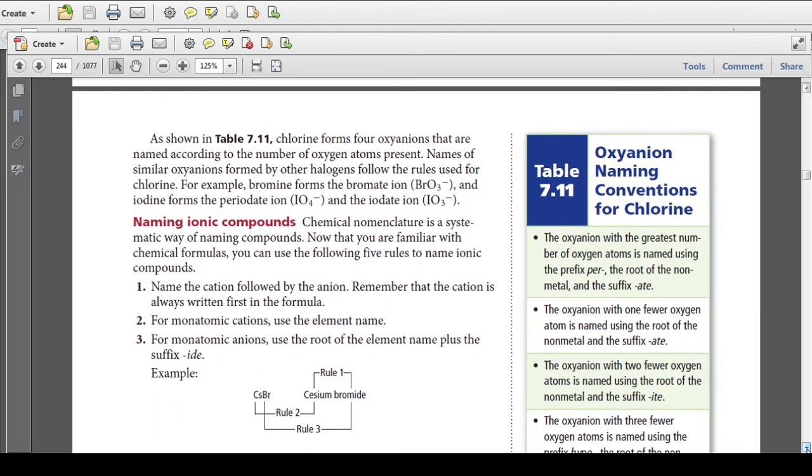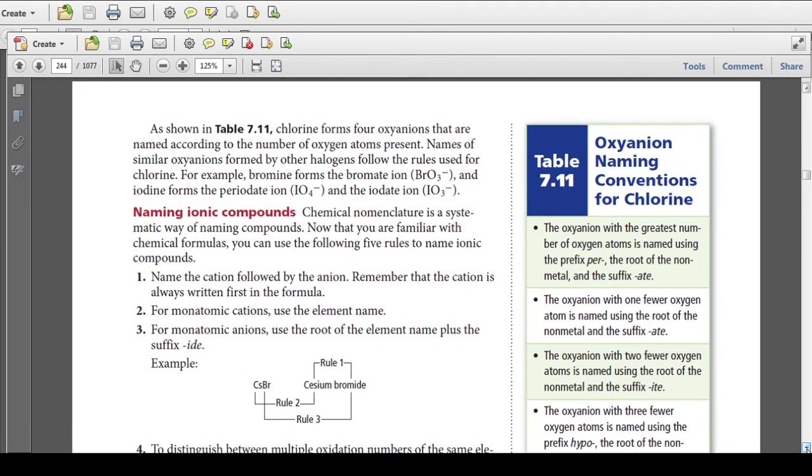As shown in the table next to us, chlorine forms 4 oxyanions that are named according to the number of oxygen atoms present. Names for similar oxyanions formed by other halogens follow the rules used for chlorine. For example, bromine forms the bromate ion, and iodine forms the periodate ion and the iodate ion.